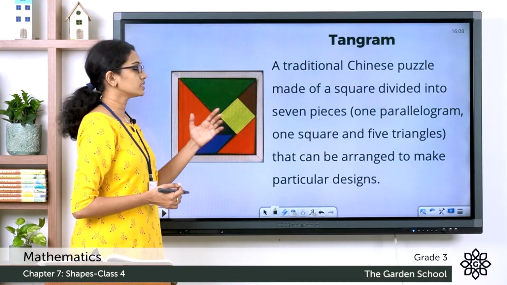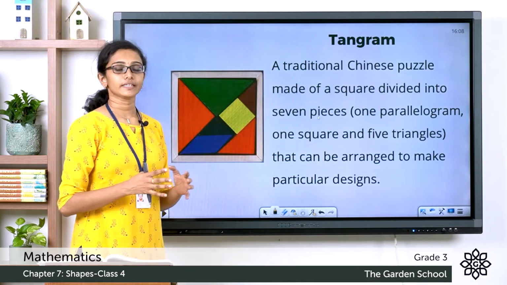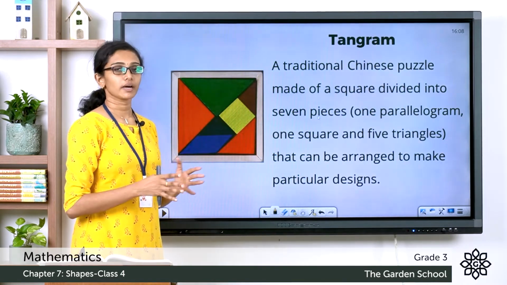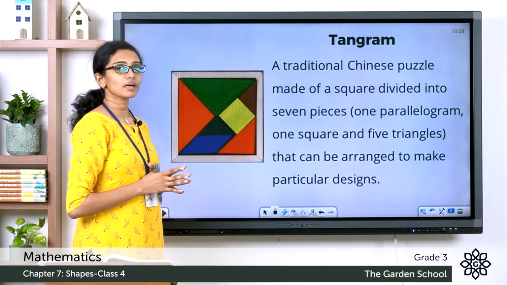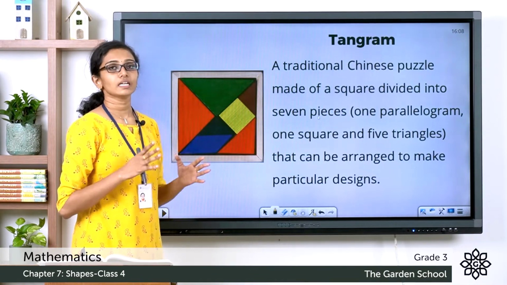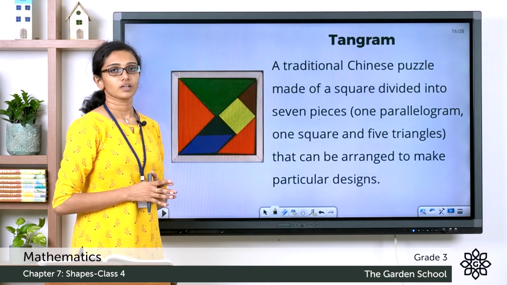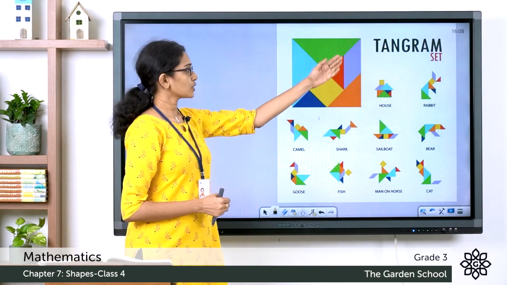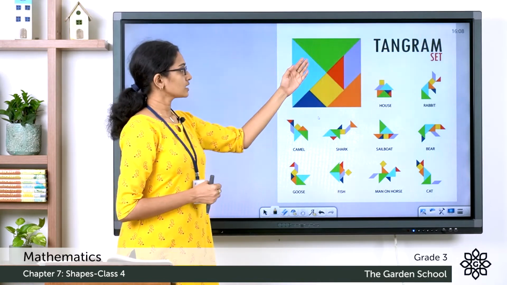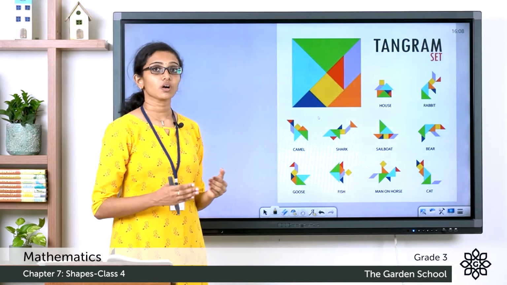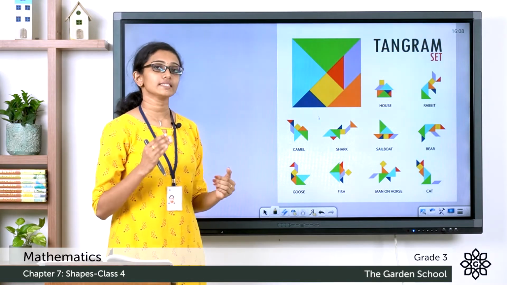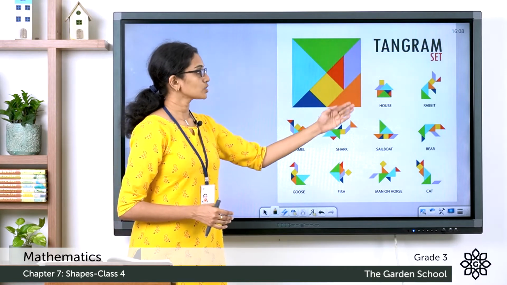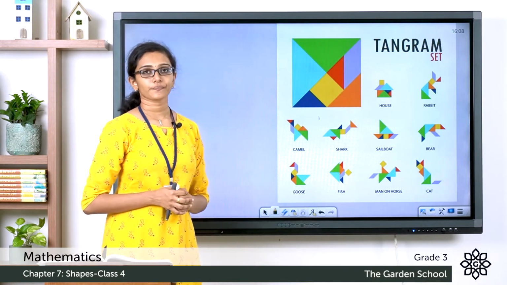So this full set is called a tangram. This is an ancient Chinese puzzle invented by the Chinese people, and this is something which you can use to create different designs like this. Here you have the tangram set and the pieces of the tangram, which are called tans. Each piece is called a tan. The tans of the tangram set are arranged in different ways to make specific shapes and designs.